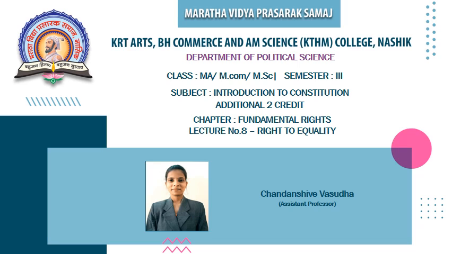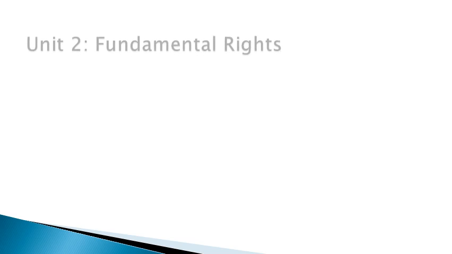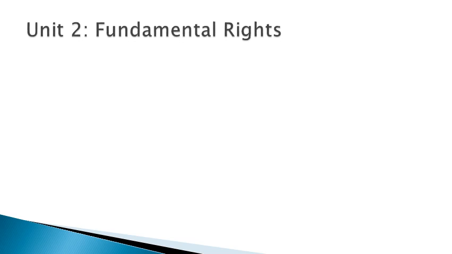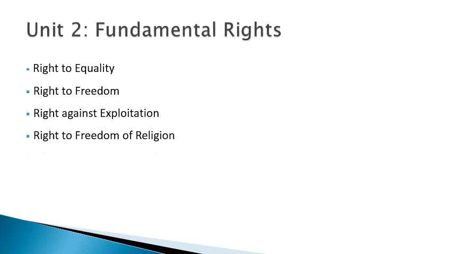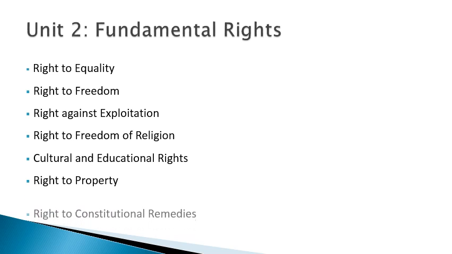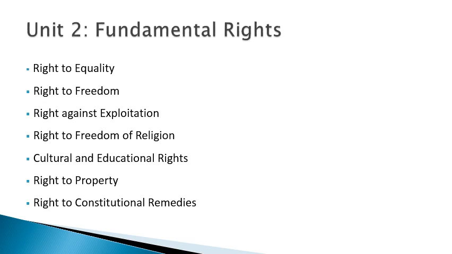So now we are going to start the next unit, that is Fundamental Rights, and in that we are going to see right to equality. So first of all we will see the subtopics of the chapter. This is the second unit in fundamental rights. In that the subtopics are right to equality, right to freedom, right against exploitation, right to freedom of religion, cultural and educational rights, right to property, right to constitutional remedies. So we are going to learn this step by step.